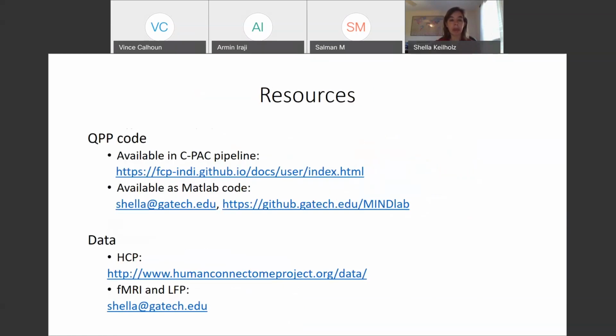I just want to put this slide up for resources. We have QPP code that anyone is welcome to have and use. We've got it in MATLAB. It's in the CPAT pipeline. And for the data, we mostly used HCP for the human work, but we have fMRI and LFP data that we're always happy to share.